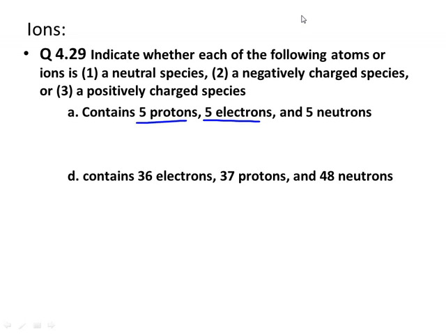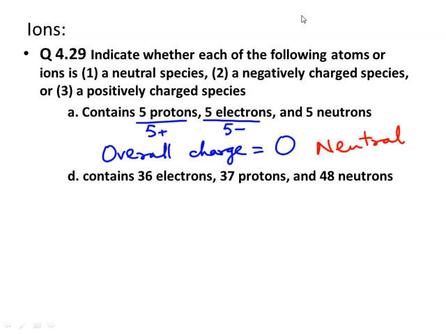So if there are 5 protons and 5 electrons, there is 5 plus and 5 minus. What is the overall charge? You're right. The overall charge for this particle is 0. It is neutral. It's an atom. Atoms are neutral because the number of protons equals the number of electrons.